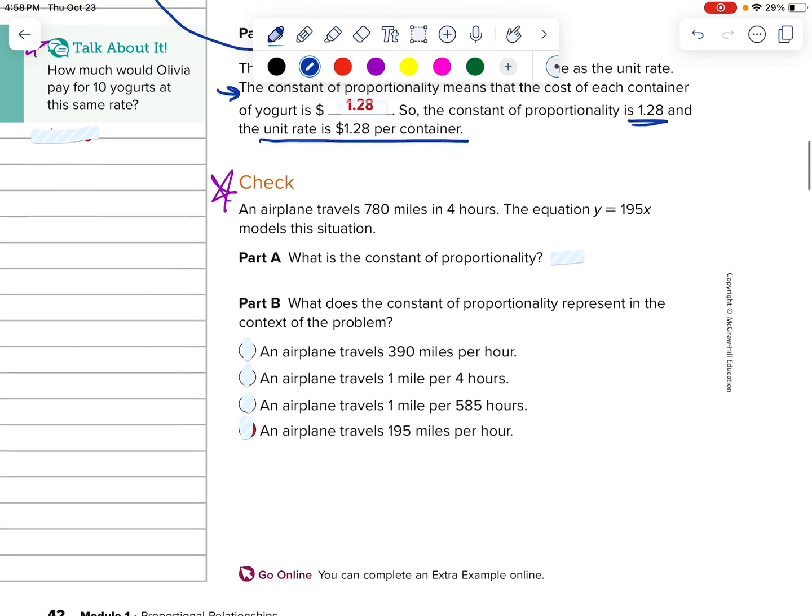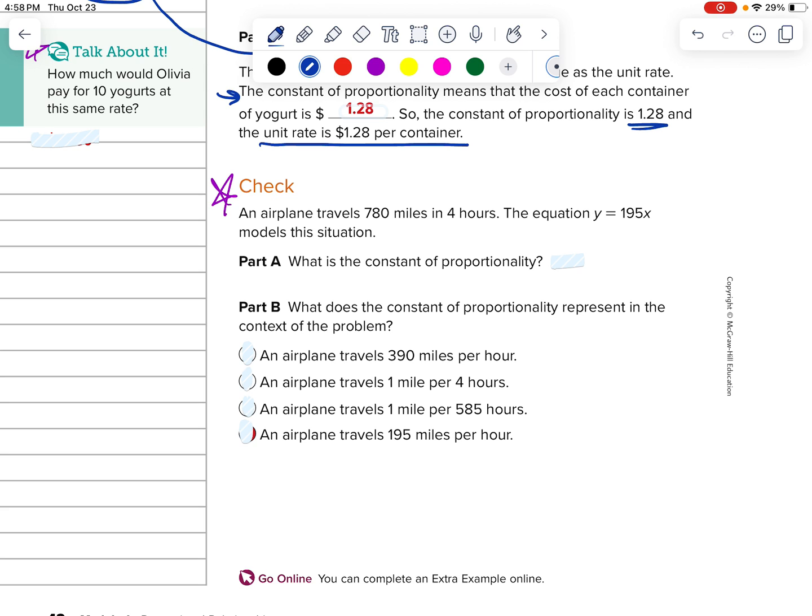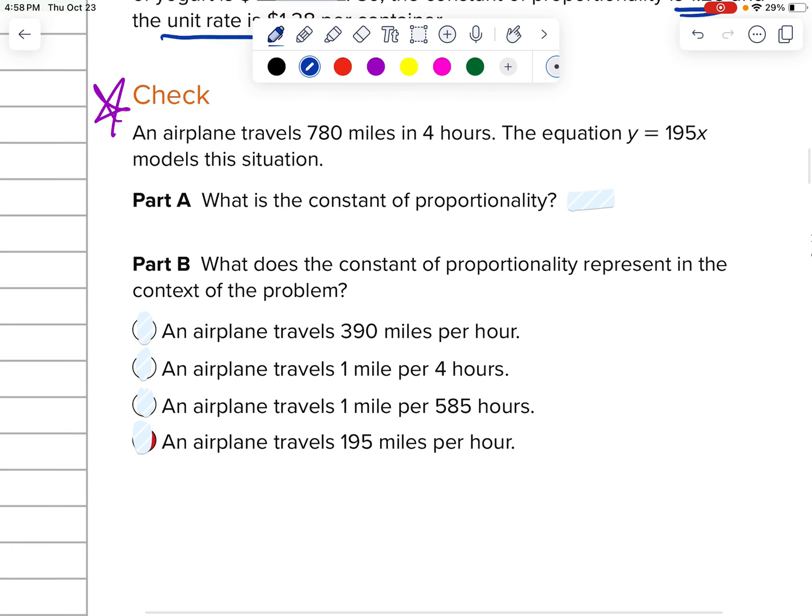All right, go to the next check. Now we're going to look at a situation. An airplane travels 780 miles in 4 hours. The equation y equals 195x models the situation. What is the constant of proportionality? Everyone write down what you think the constant of proportionality is.